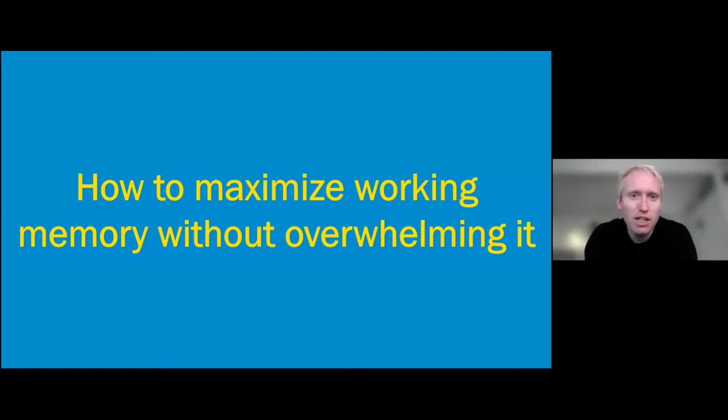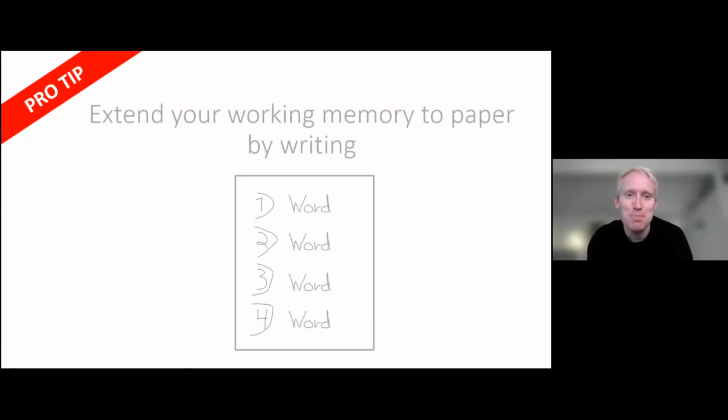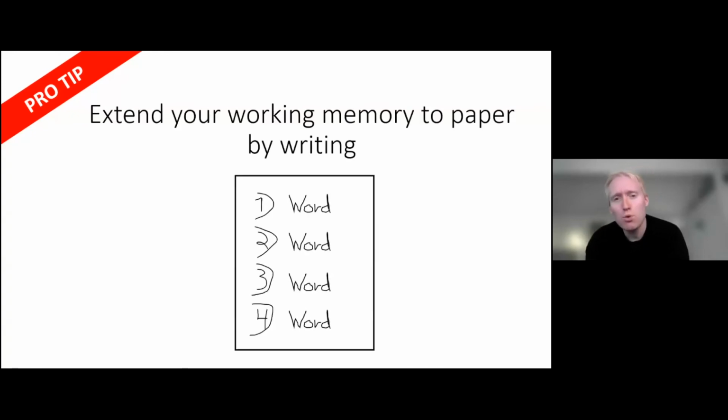So let's look a little bit at how you can maximize working memory without overwhelming it. One way you can extend the capabilities of working memory is adding sets of links in long-term memory. Another way is actually to use pen and paper. Because if you put words down on paper, that becomes a sort of extension of your working memory. So you might have words, ideas that, if stored safely on paper, you don't need to keep in working memory, and so you can have more capacity to think about other things.